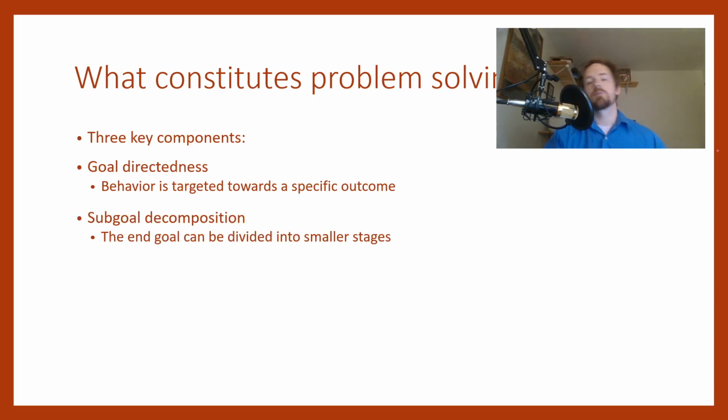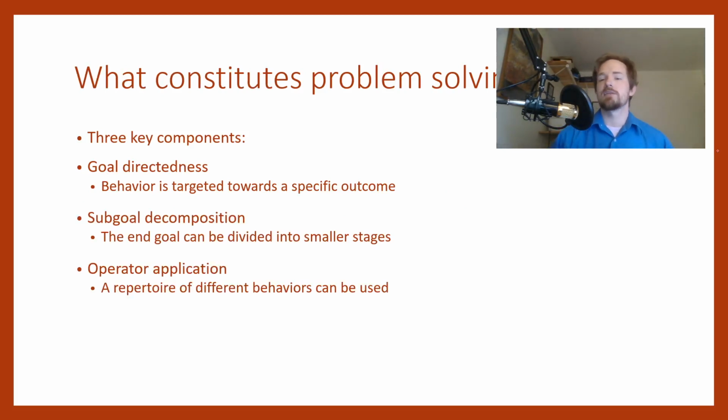So when we talk about problem solving, there are 3 different kinds of components that we want to use to describe what problem solving is. The first, as I mentioned, is trying to achieve a goal. So you have this goal directedness where your behavior is targeted towards trying to achieve something, trying to find or realize this specific outcome. The second piece is sub-goal decomposition, which is a really fancy way of saying that now that you know what the goal is, you're going to try to divide your behaviors up so that you have separate stages to achieve in order to get that goal.